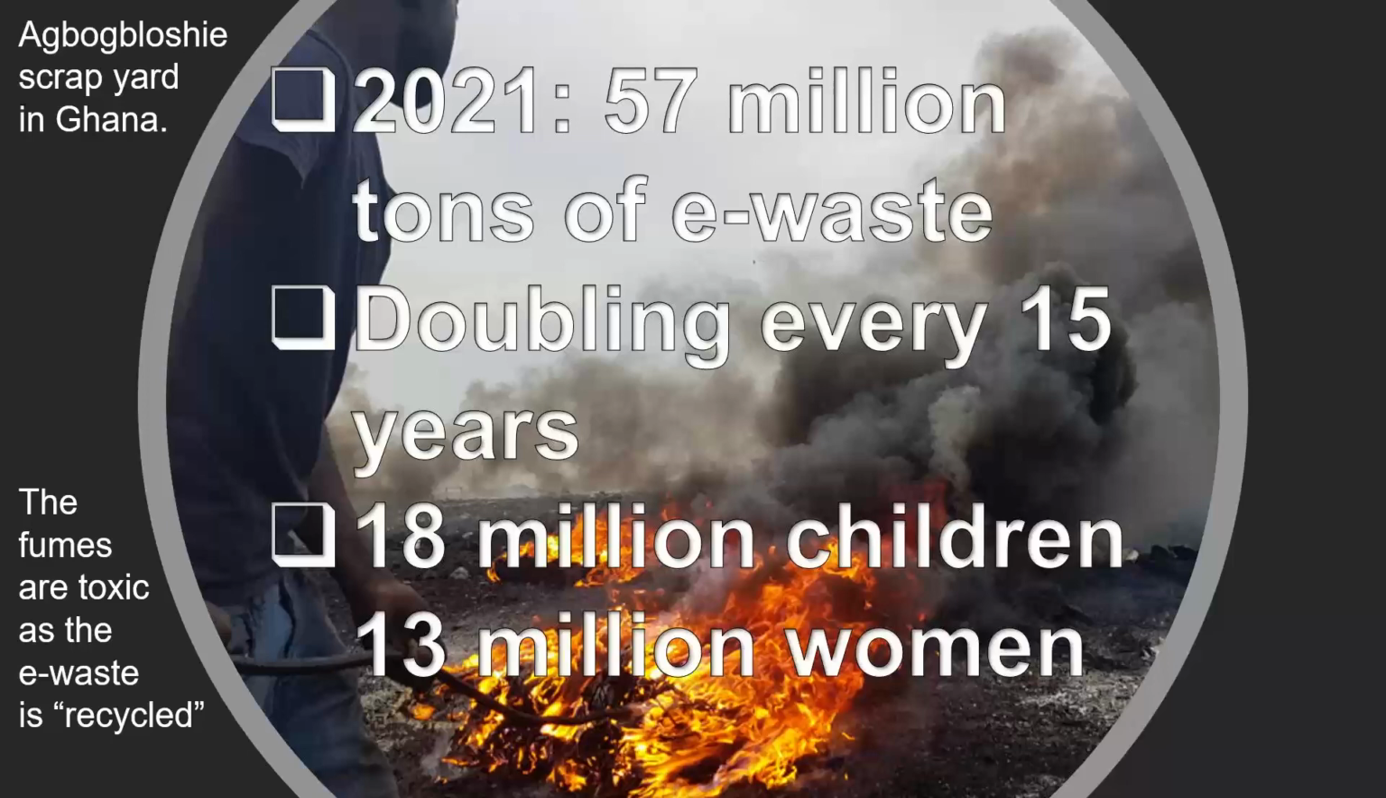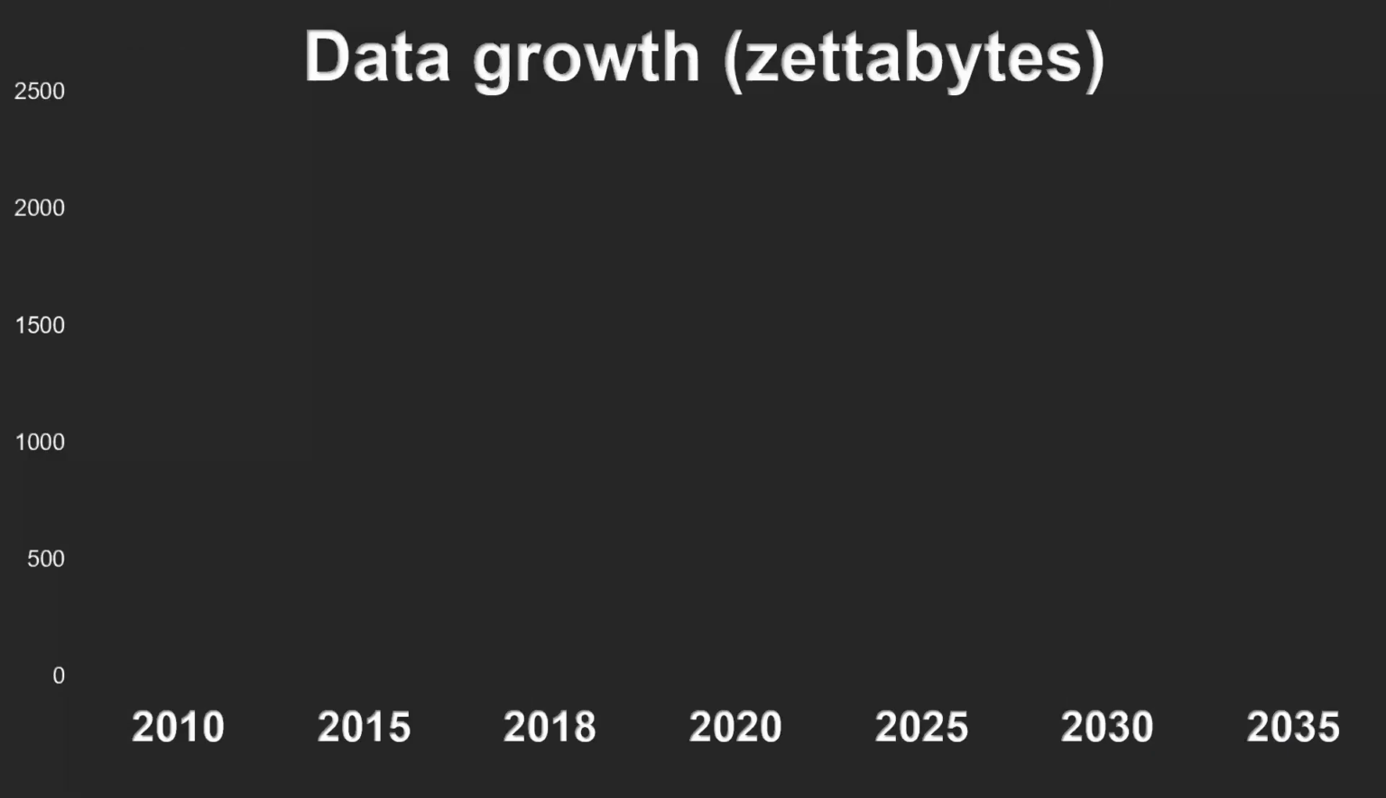A smartphone can have up to 1,000 materials, many of these highly toxic, that will leach into the water, into various different ecosystems. So e-waste is a massive and growing problem that has not been in any way seriously addressed.